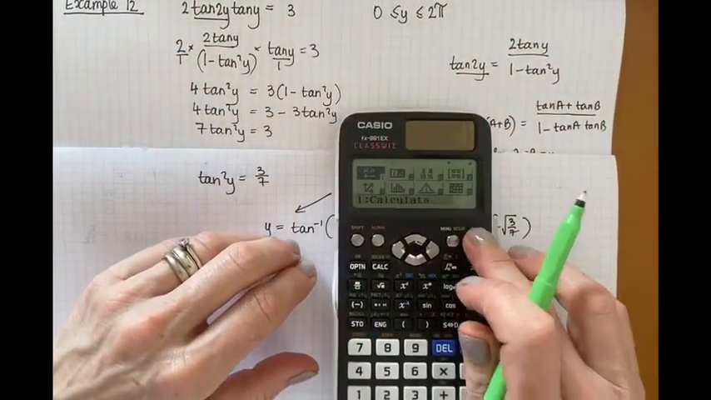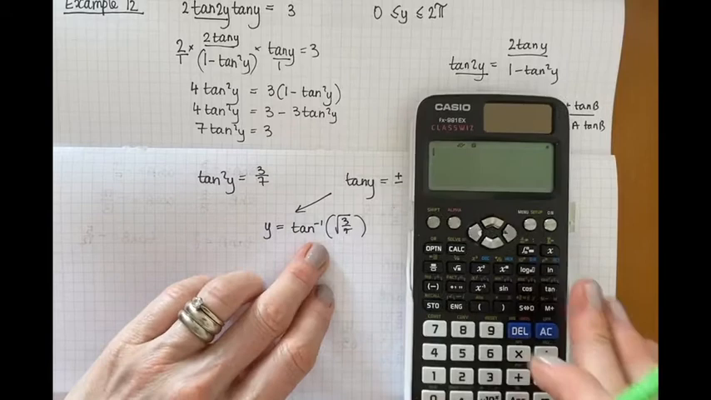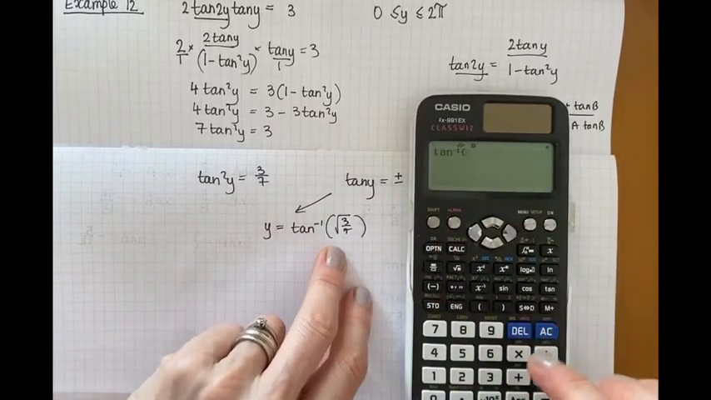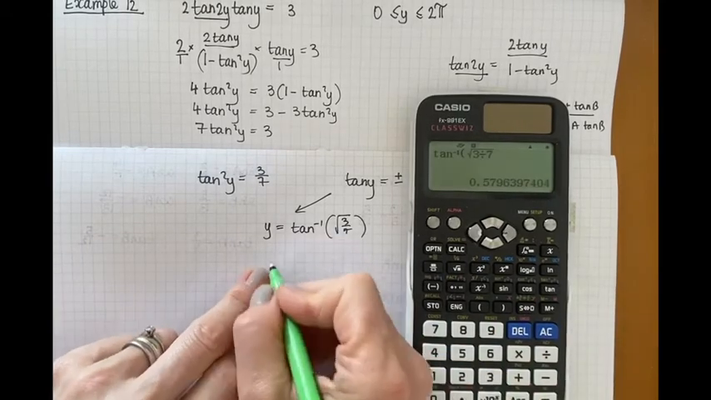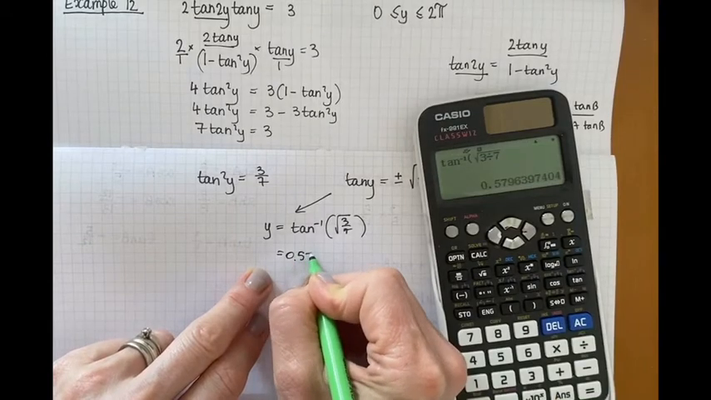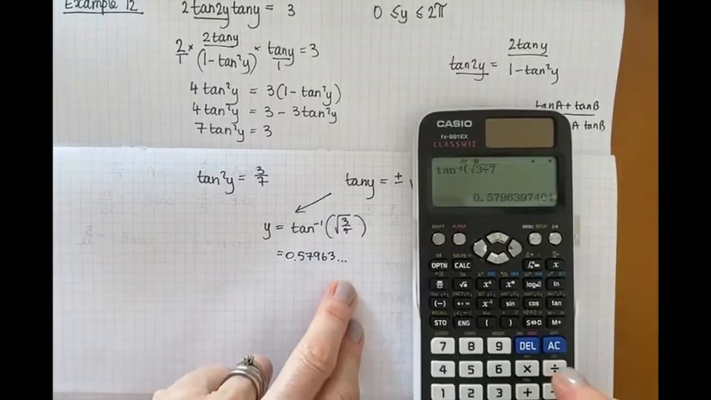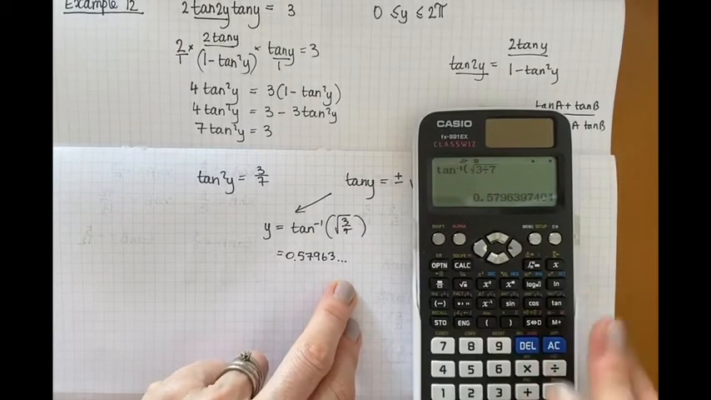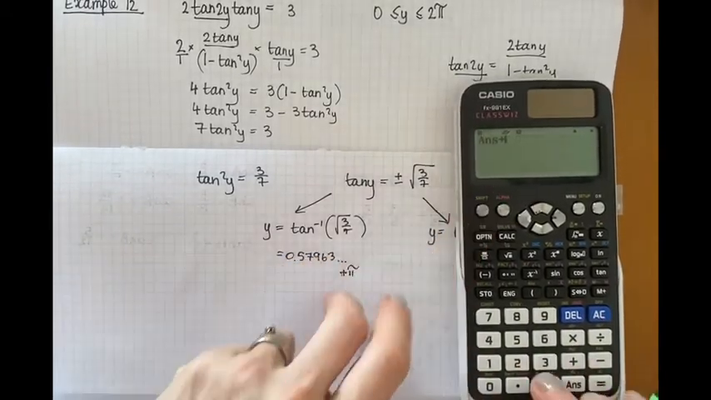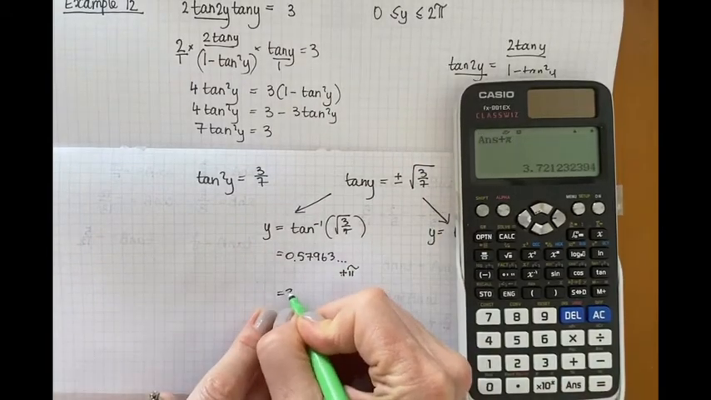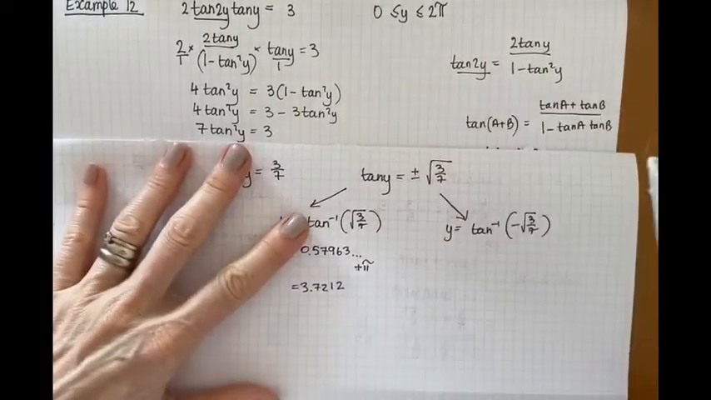So let's change our angle unit to radians. And we're going to do tan inverse square root of 3 divided by 7. So that gives me 0.5796. I'll round it to 3 significant figures in a minute. Remember, tan repeats itself every 180, which is pi. So I'll add pi to that. So the second one is 3.7212.